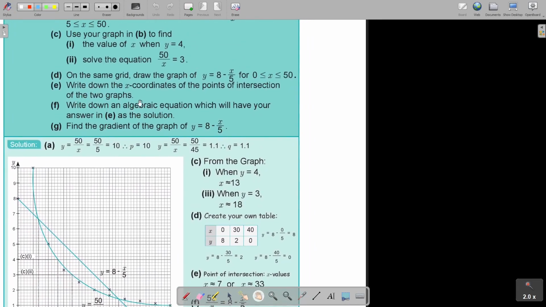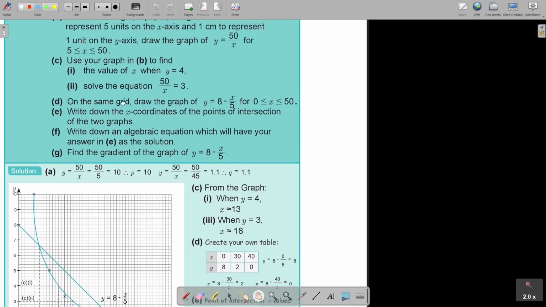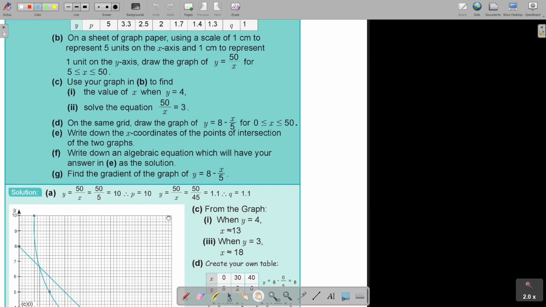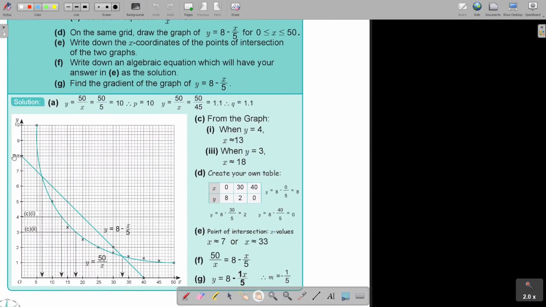And then they go right on to the algebraic part, which will have your answer in E: write down the x coordinates of the points of intersection of the two graphs. Let me just see where the other graph was that you had to find. Okay, there comes the other graph. On the same grid, draw the graph. Make again a table. This is a straight line. So you just need 2 points, where it cuts the x-axis and where it cuts the y-axis.